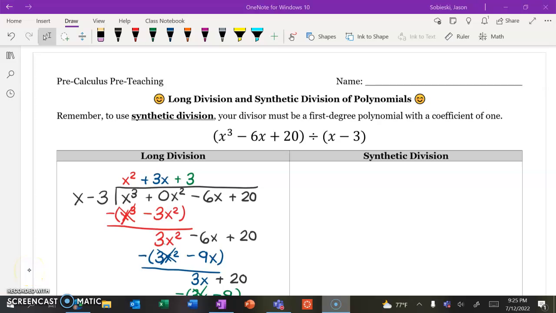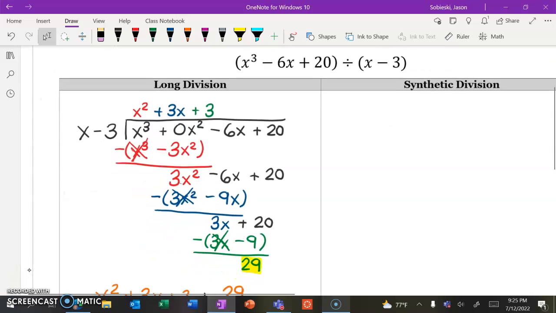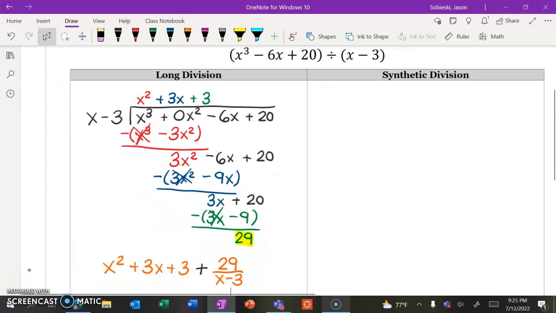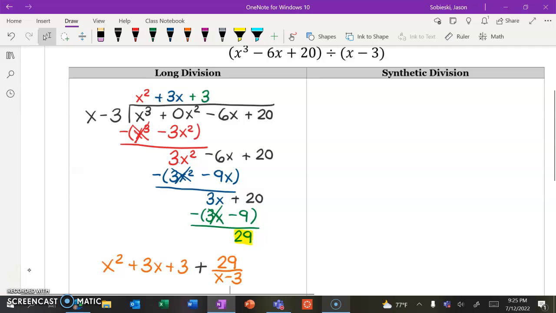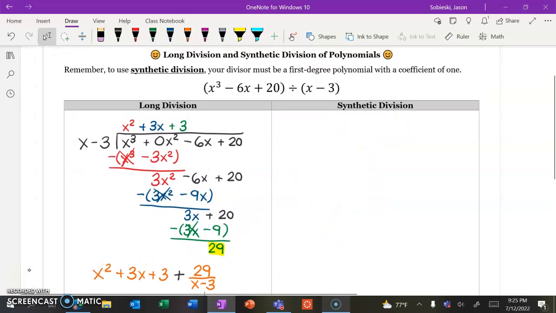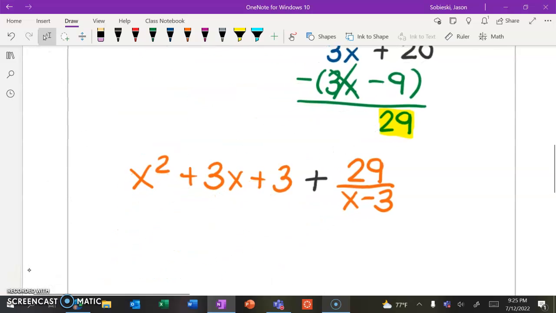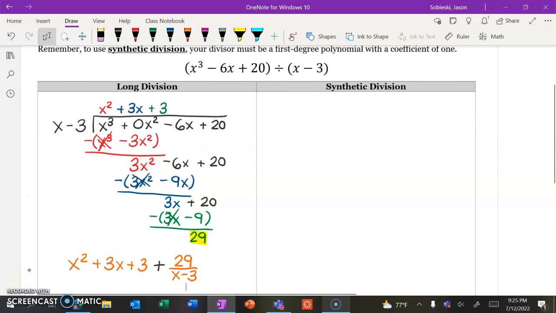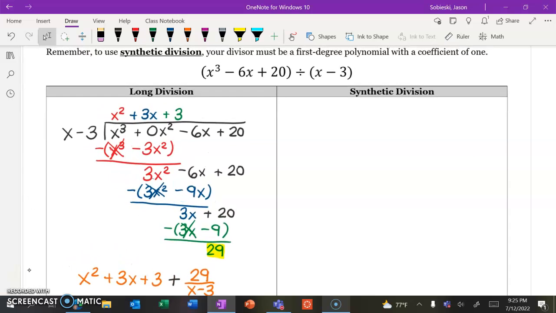Hi everyone. In this video we are going to take a polynomial division problem and try to use the synthetic division method. In the last video we looked at doing it with the long division method, so we already have our quotient. If we take x cubed minus 6x plus 20 and divide it by x minus 3, here's what you should get. So we're going to look at the synthetic division method and compare our answers just to make sure that we get the same thing.